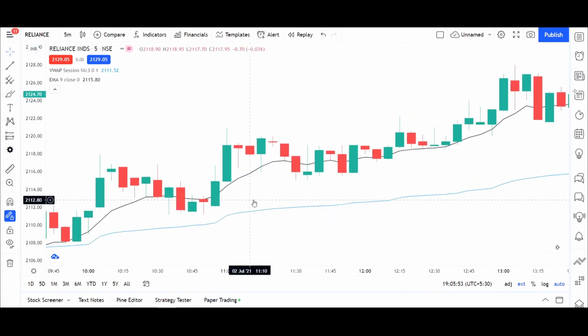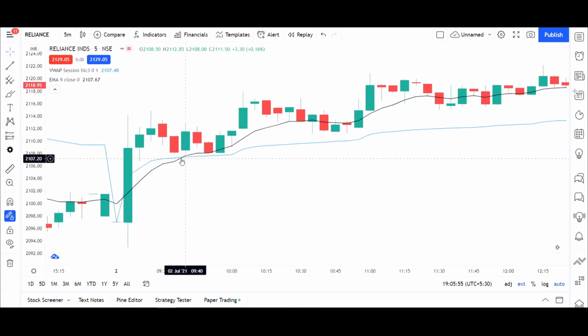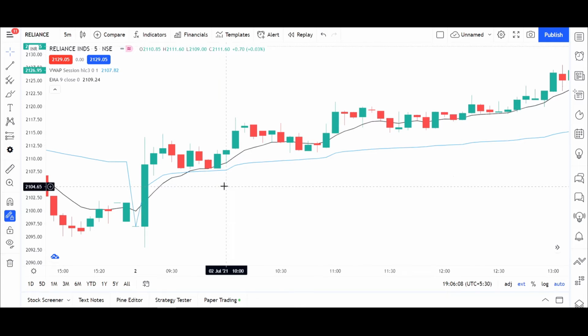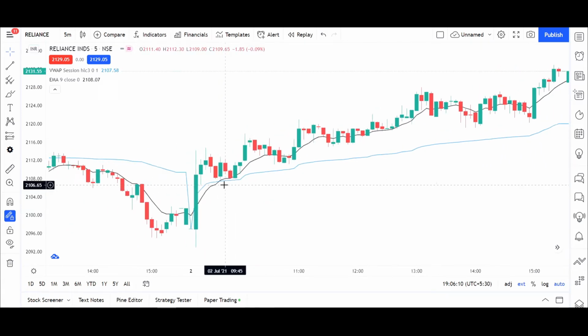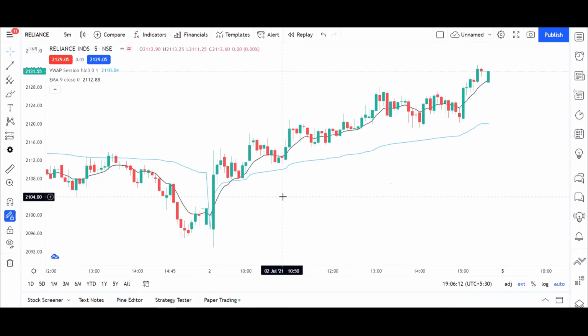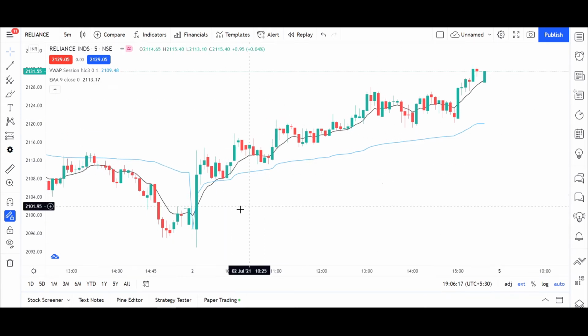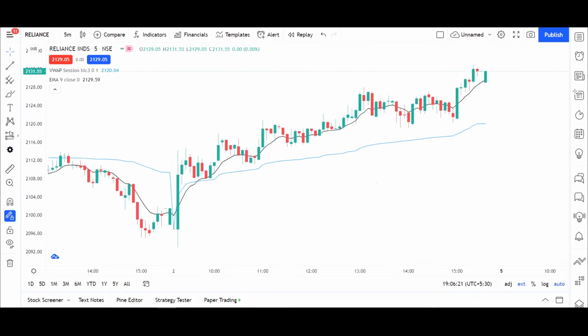As we can see, it crossed over here, and the stock was then taking support from the 9 EMA. These three candlesticks which I told you about formed above the 9 EMA, taking support from the 9 EMA. That indicates that the market is going to be in a bullish trend. So we have to wait for at least 2 to 3 five-minute candles to form, so we get a confirmation.